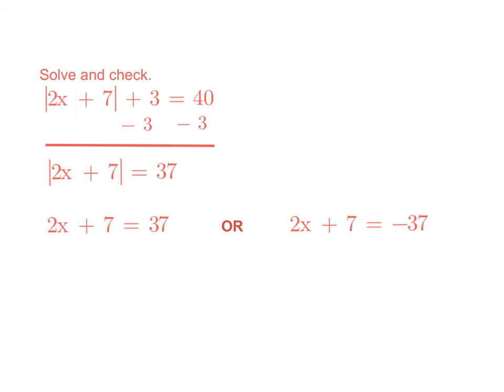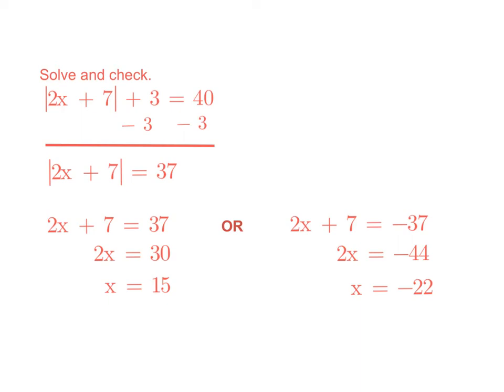Now go ahead and solve those 2 and then show your checks, and we'll see if those solutions work. This first equation over here, I just have to subtract 7, divide by 2. So 2x equals 30, x equals 15. On the right equation, I subtract 7 and I get negative 44, so x equals negative 22.